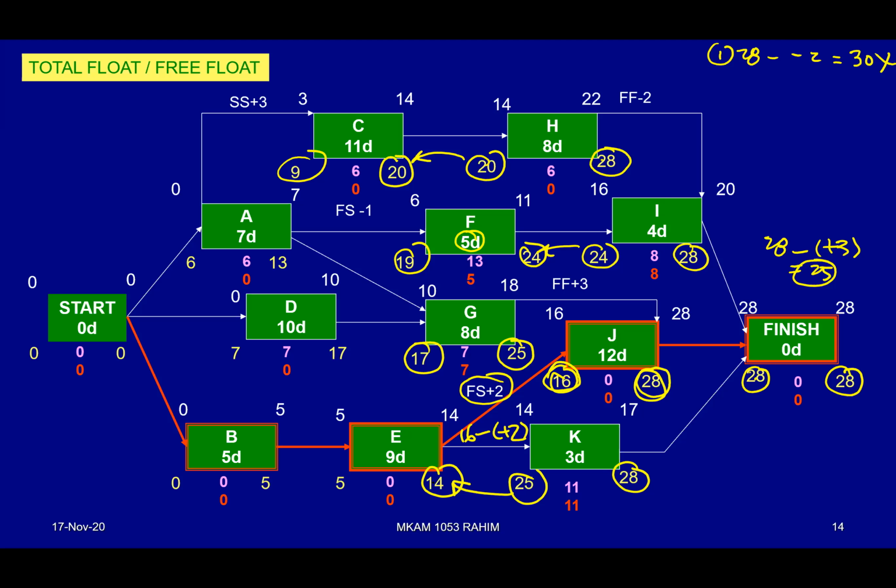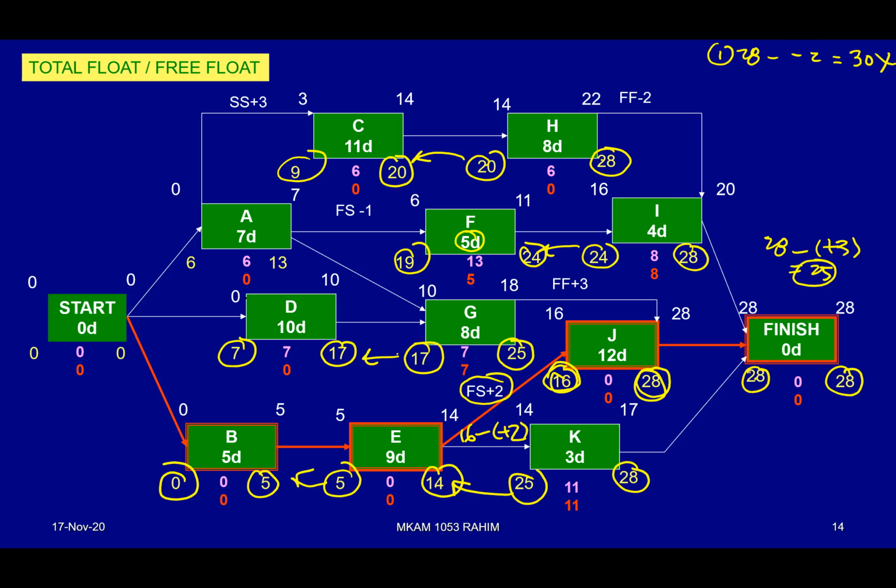So 14 is here, and then minus 9 equivalent to 5. 5 transfer here equivalent to 5. 5 minus 5 equivalent to 0. So B, E, K finish. How about D? D is easy. 17 is here. 17 minus 10 equivalent to 10. The last one is basically A.